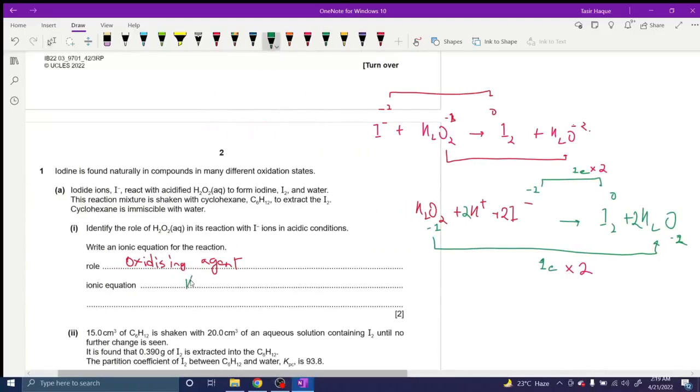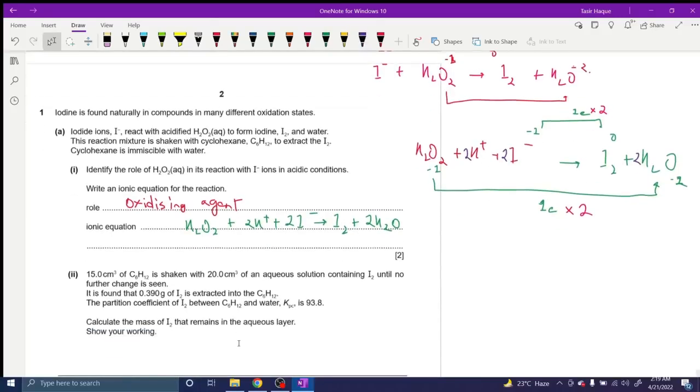Okay, H2O2 plus 2H plus 2 iodide is equal to iodine plus 2H2O. So this is how I balanced it. I'm reviewing again. We had this equation from the beginning. First I go for iodide 2, then I go for oxygen 2, now I go for H plus 2.